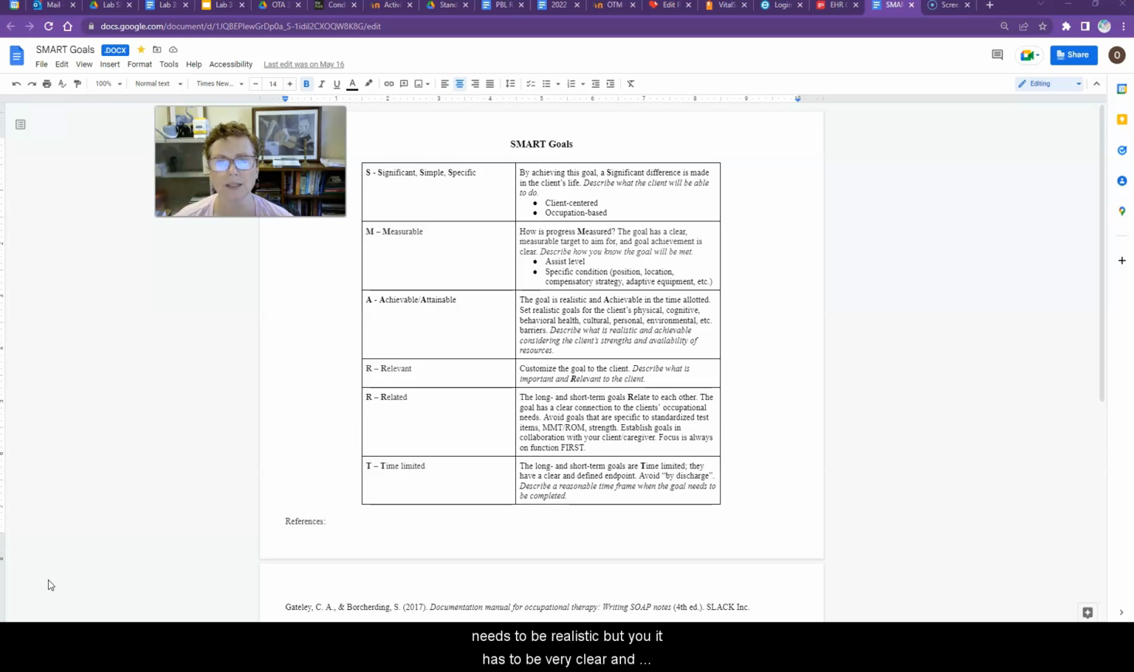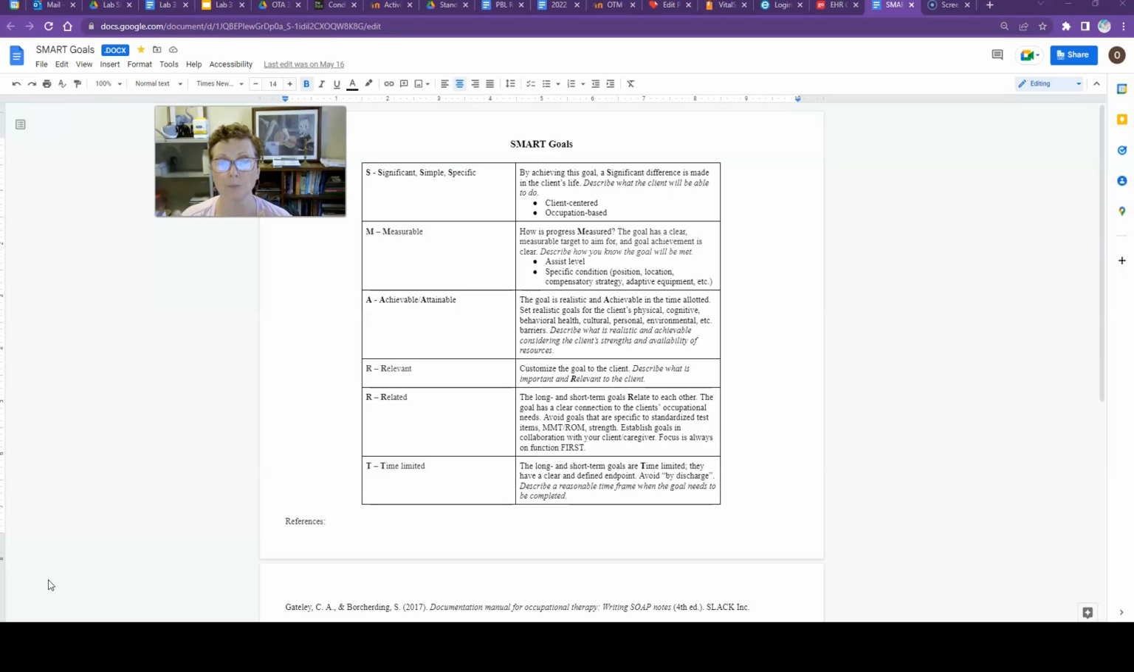So it needs to be realistic, but it has to be very clear and specific what you want that client to achieve. It also needs to be relevant to the client. If I'm writing a range of motion goal, how is that relevant to the client? If I'm writing a manual muscle testing goal, how is that relevant to the client? When the goal is meaningful to the client, they will engage with it and hopefully be able to achieve it in a realistic amount of time. It's measurable, and since it is relevant to the client, it's client-centered and occupation-based.